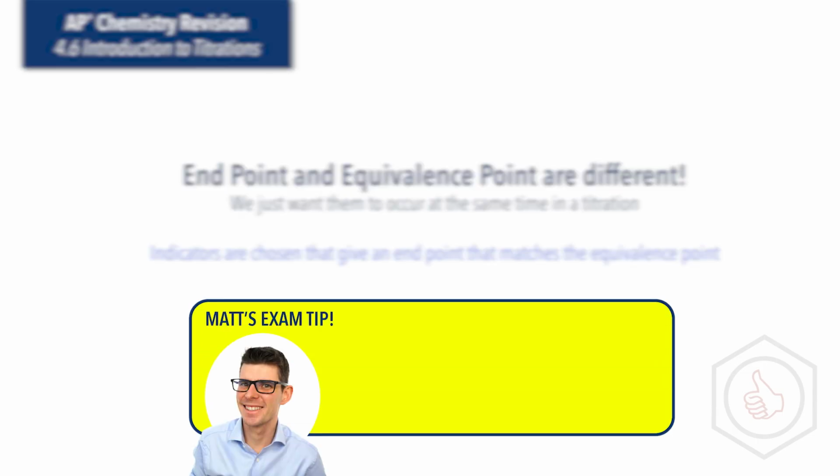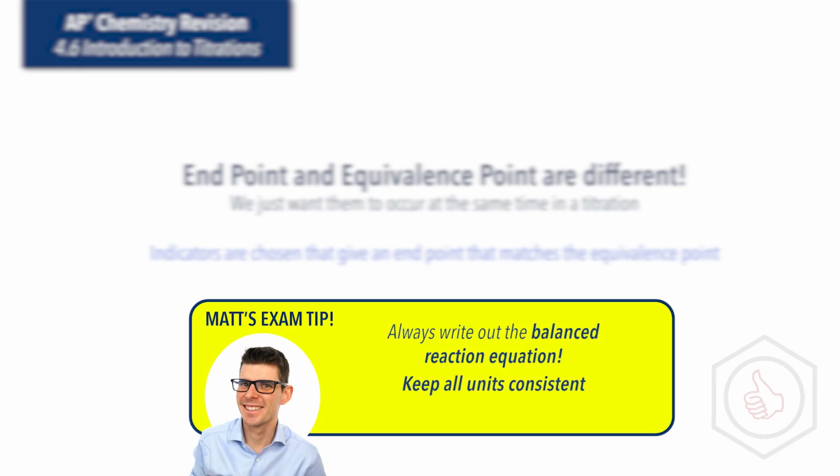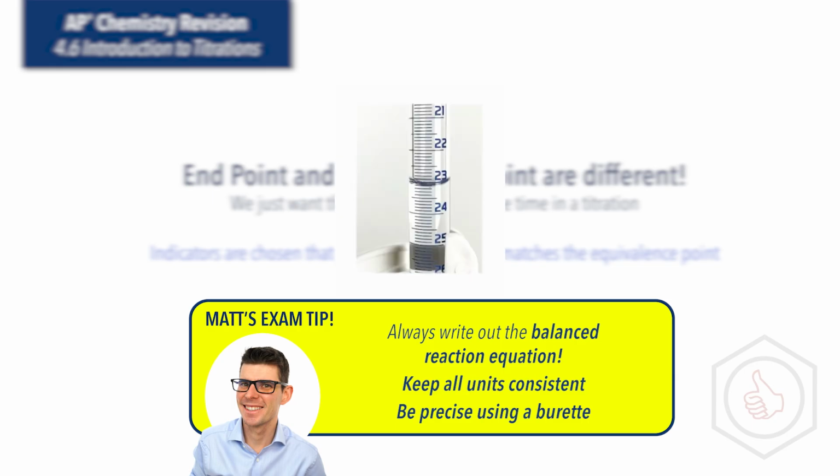Exam tip here: when using titration-based data, always write the balanced chemical equation first to identify the correct molar ratio between titrant and analyte. Keep all units consistent, especially volumes used, and be precise when reading from your burette. You should always read the burette from eye level, and always make sure the bottom of the meniscus is on the line being measured, the meniscus being the curved shape of water in a narrow container.